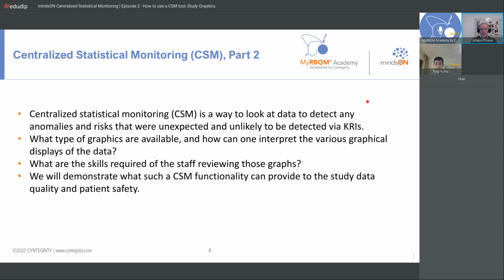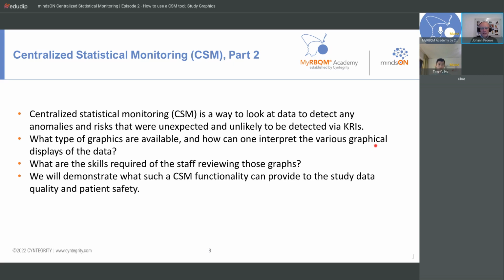With respect to centralized statistical monitoring, it is a way to look at data anomalies that were originally unexpected and not considered in the list of key risk indicators. I've seen several cases where lab data or vital signs data had been used to create a key risk indicator, but those were very specific key risk indicators for the indication or for the main efficacy criterion. But for the majority of the data, like the underlying hematology, clinical chemistry, and urinalysis, we usually do not create key risk indicators. So there are data that sit there, and those data can then nicely be managed, reviewed, and analyzed via a centralized statistical monitoring tool.